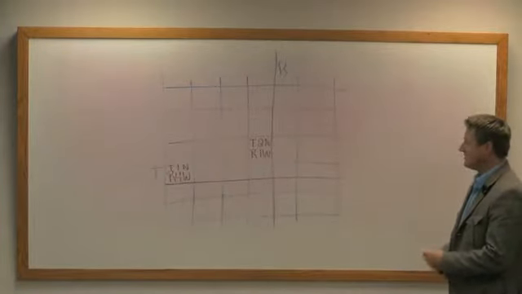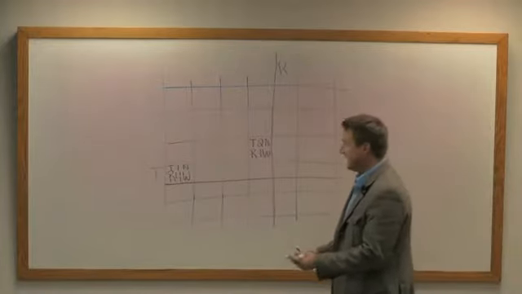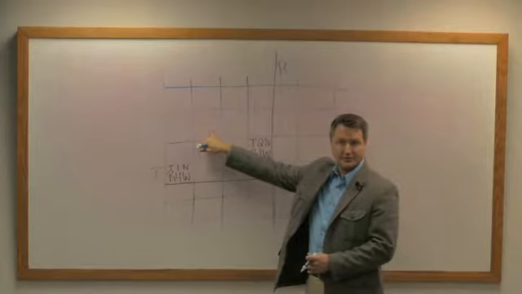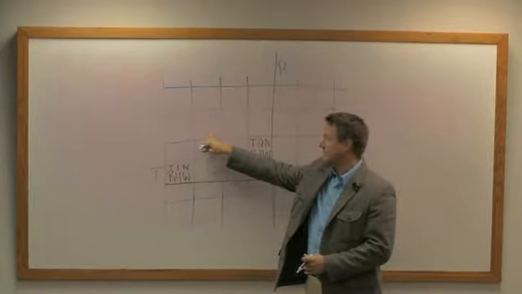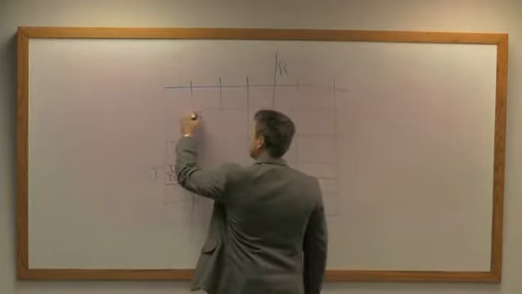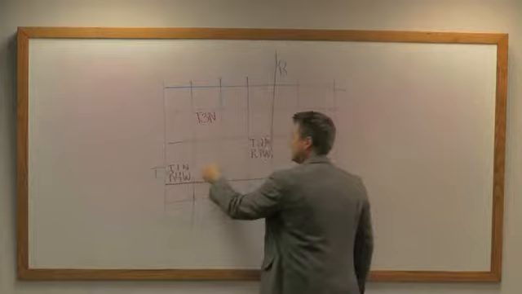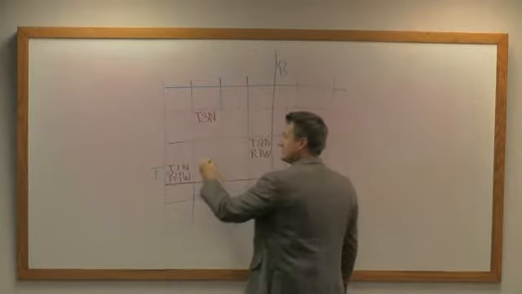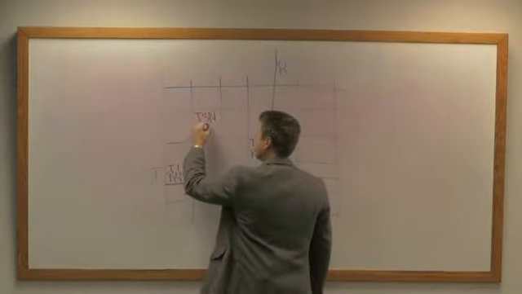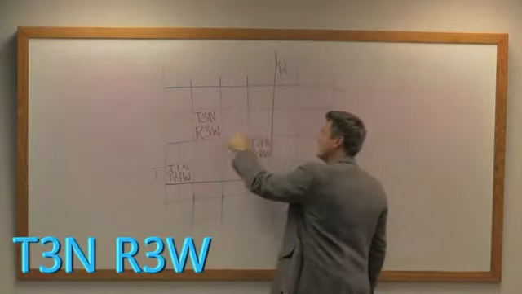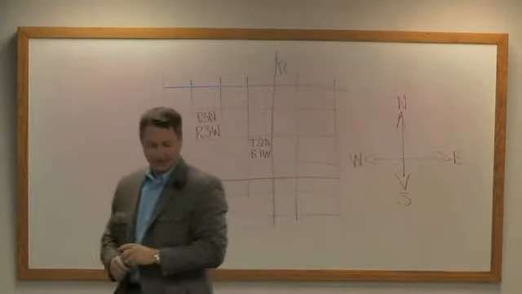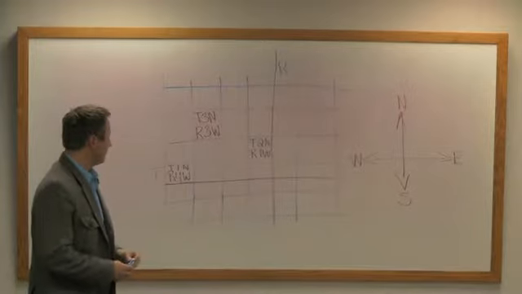So if I was asked on a quiz what the description for this one would be, how would I fill that out? Township 3 north, so we're 1, 2, 3 north. What was the other one? Range 3 west. 1, 2, 3 west. North, south, west, and east.